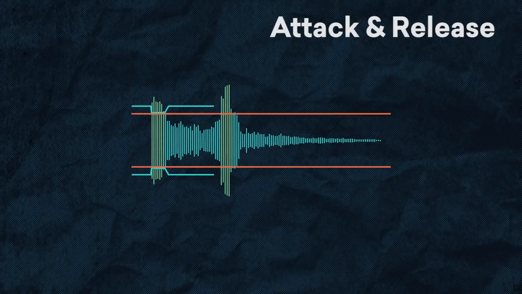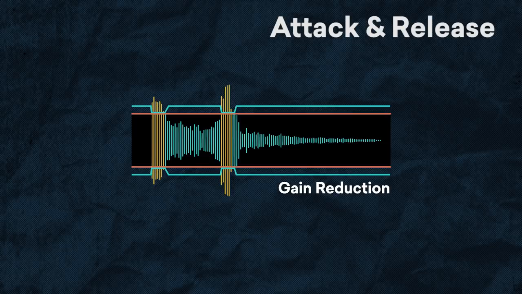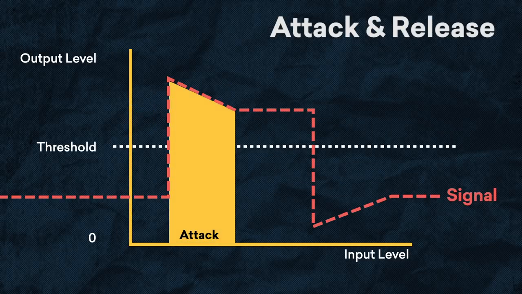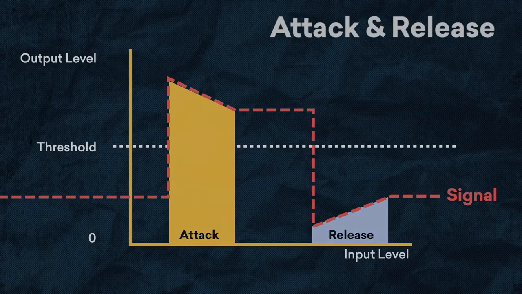Attack and release set the timing of the gain reduction. The attack control determines how fast the compressor reaches its full range of reduction when the signal passes the threshold. The release sets how quickly the reduction stops after the signal drops below the threshold. These controls are the key to getting musical sounding compression.